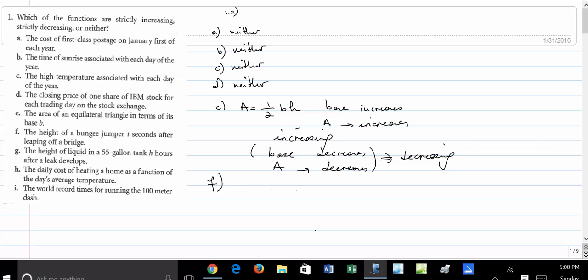F, the height of a bungee jumper T seconds after leaping off a bridge. So the height of the bungee jumper either increases or decreases. So I would say the answer is neither for F.